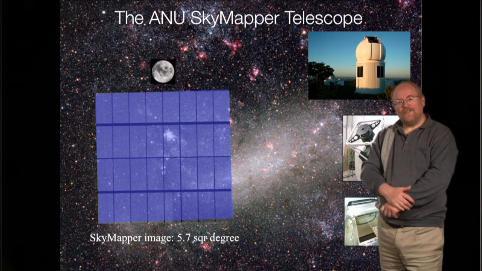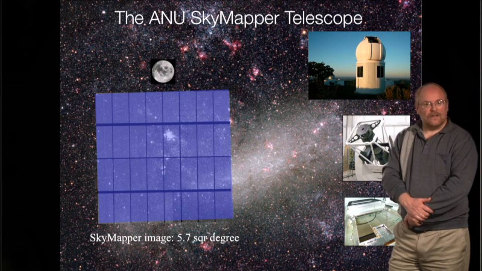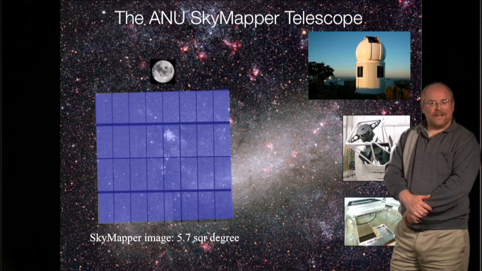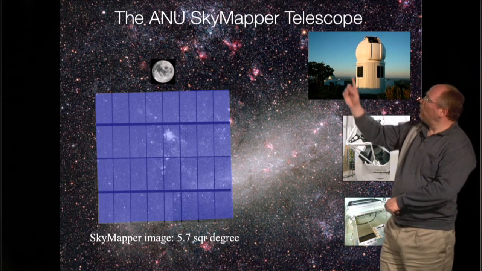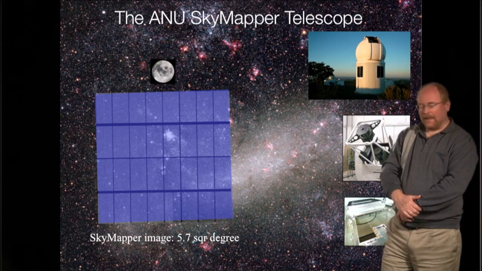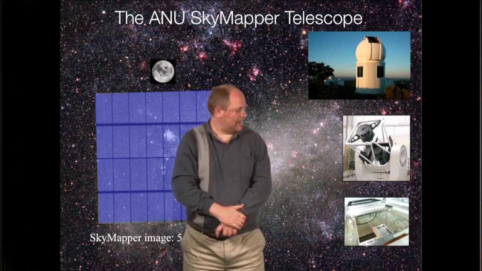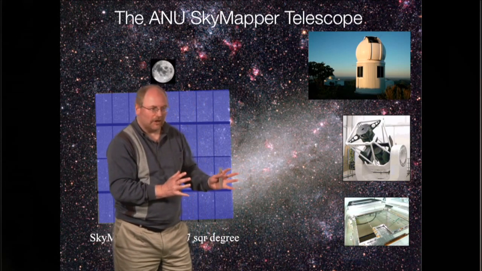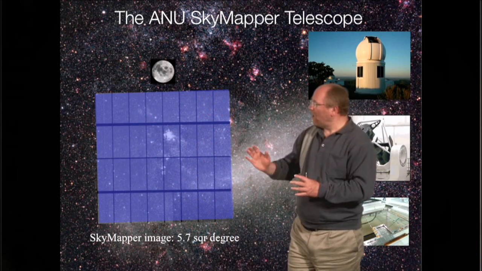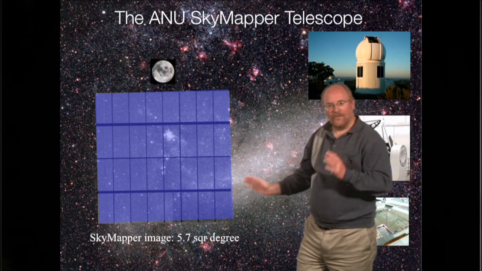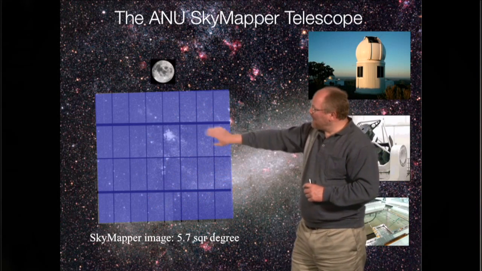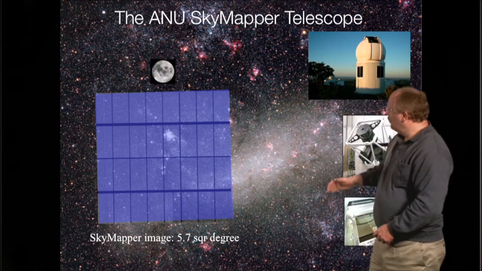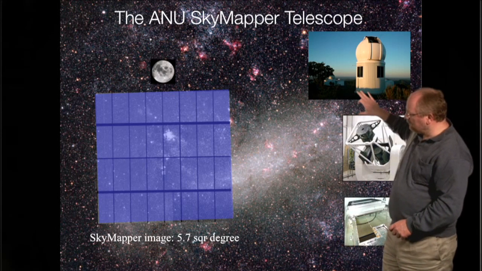Now, in order to address this issue and find a possible answer, we here at the Australian National University and the Research School of Astronomy and Astrophysics invested $10 million in a new telescope, called the SkyMapper Telescope, as shown here. The SkyMapper Telescope has a huge CCD array, essentially a huge camera, and this camera covers a very large chunk of sky with one single image. This shows you the footprint of the camera compared to the size of the Moon and compared to the Large Magellanic Cloud that you see here in the background.